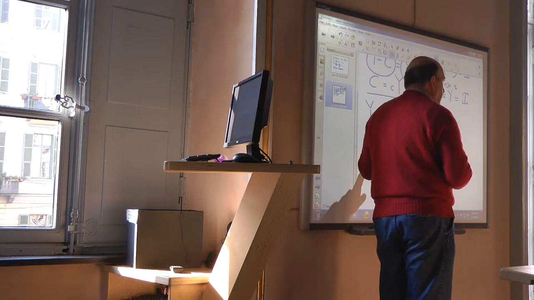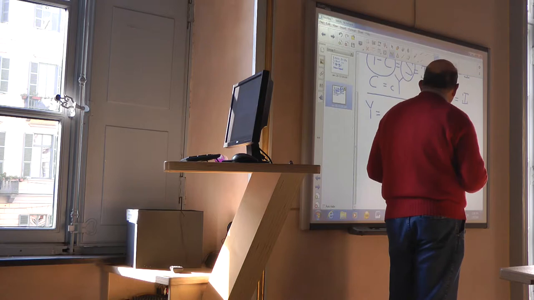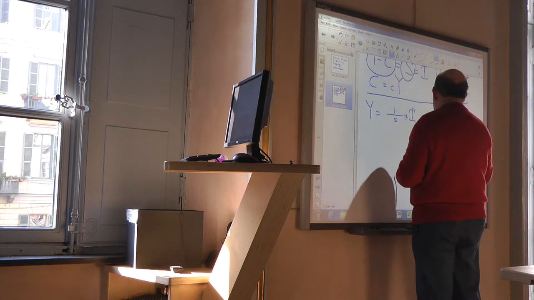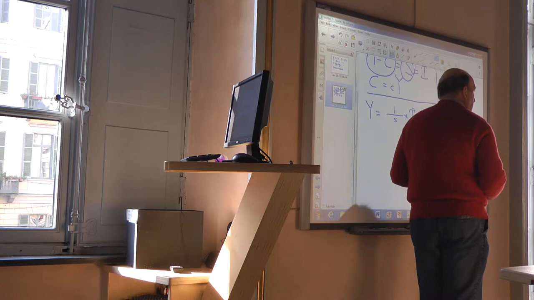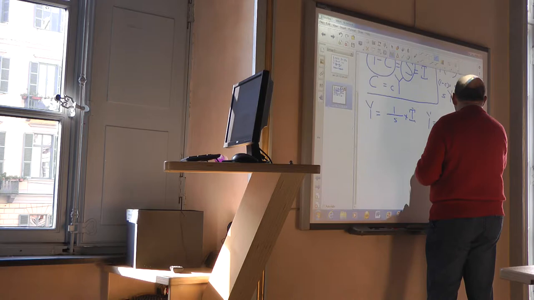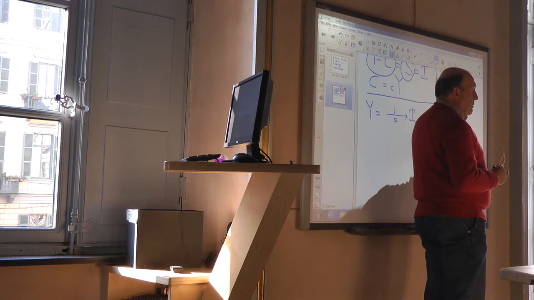Say that investment... somebody has to do the calculation here because I'm not good at calculation. So income: if you have 1 over 0.2, let's say 20%, our propensity to save, 20% saved, 80% is consumed, times 100, this will give you the income, okay? Investment is 100.